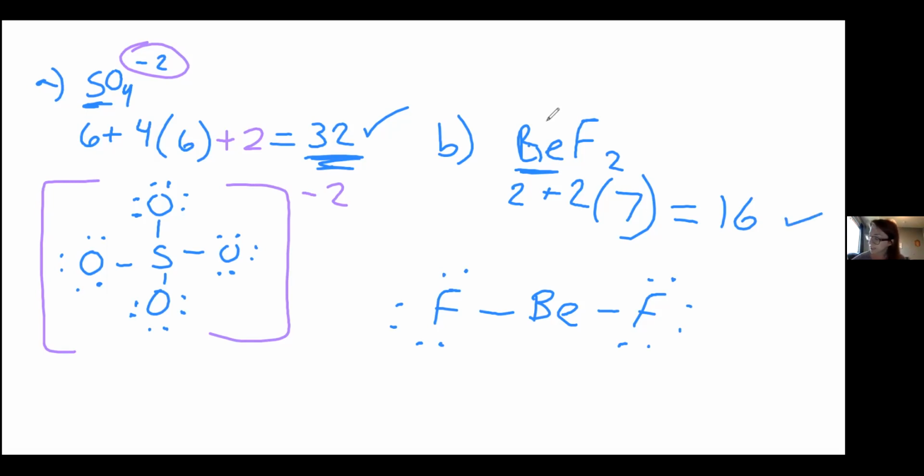I've used up all 16, so I need to start checking. If right away you're like, ooh, beryllium's not happy. It has not satisfied its octet. You're right, the beryllium only has 4 electrons. However, beryllium's one of our exceptions. It's happy with 4 electrons. So beryllium's happy. If you check each of the fluorines, they also have 8 electrons. So we are good. That one's done.